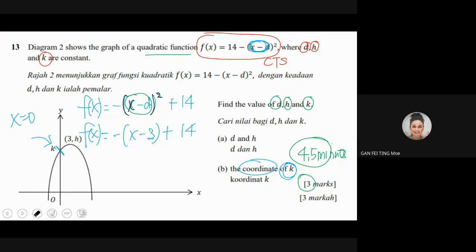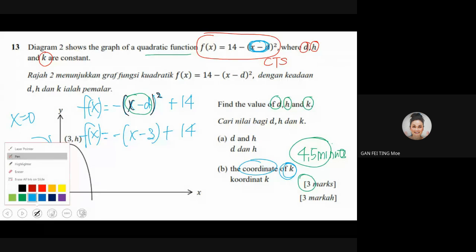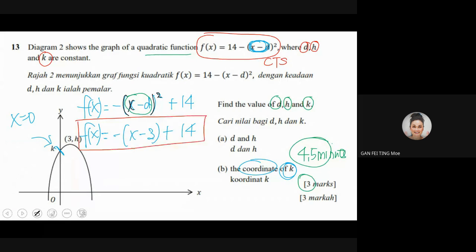Now, since x equals 0, in this equation, the function that you see, I see x. I'm going to replace my x with 0, and I'm going to replace my f(x) with k. This is your f(x), and this is the value of k. So k will be equal to negative (0 minus 3) squared plus 14. Negative (0 minus 3) squared, you get 9, so negative 9 plus 14, you get the value of k, which is 5.